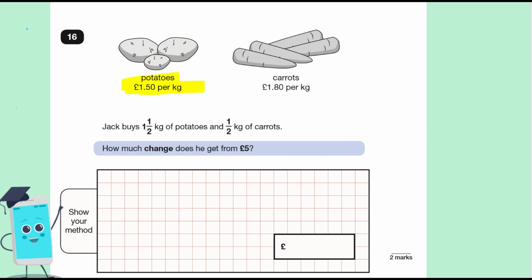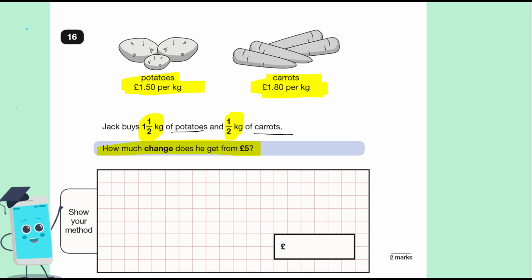We've got potatoes that are £1.50 a kilo and carrots that are £1.80 a kilo. We've got that Jack buys 1.5 kilograms of potatoes and half a kilogram of carrots. And our question is, how much change does he get from £5? Again, the word change is in bold. It's reminding us that it will be money we receive back, and that when we paid our £5, £5 was too much. So we first want to figure out how much he paid for his potatoes and how much he paid for his carrots.